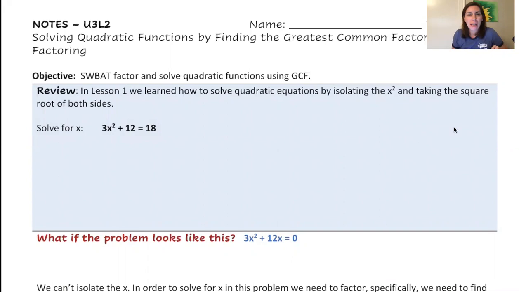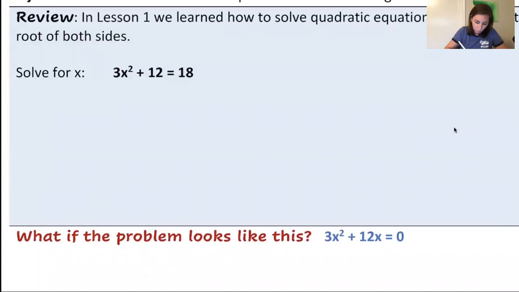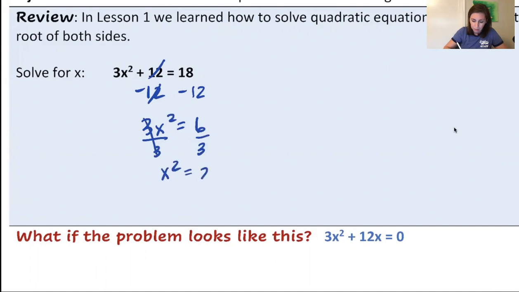I'm going to review real quick what we did in the last lesson, where we learned how to isolate x and solve a quadratic by doing that. For example, this problem here, if I want to isolate x, I'm going to work backwards. I subtracted the 12 from both sides, divided by 3, and I get 2. And this was the new thing: square root both sides to get rid of the squared. After you do that, in your next line you want to make sure you have that plus minus with your answer. And so that's what we did.